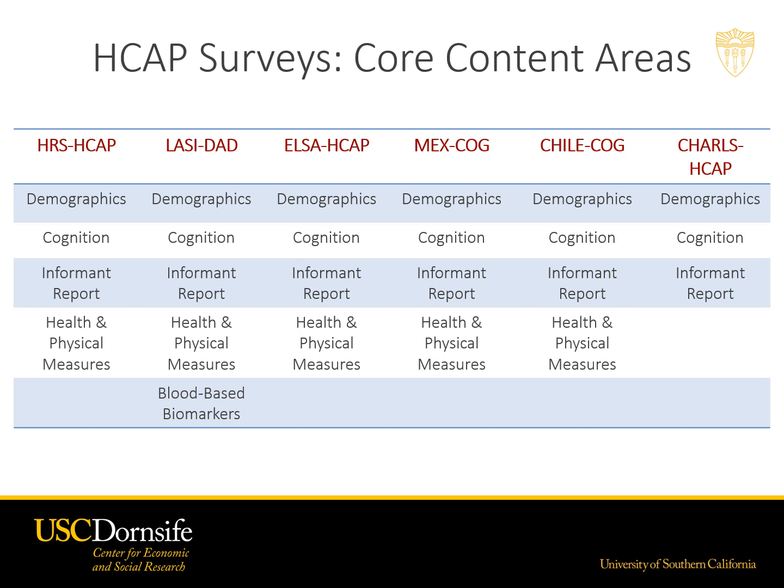All HCAP studies use the same shared set of assessments for their cognition and informant report questionnaires. Please note that the number of questions and the type of questions asked in the shared set of assessments do differ for each study depending on the local context. 4 out of the 5 studies include health and physical measures related variables, which includes information related to depressive symptoms and self-rated abilities as examples. The LASI-DAD has also released its data on blood-based biomarkers.